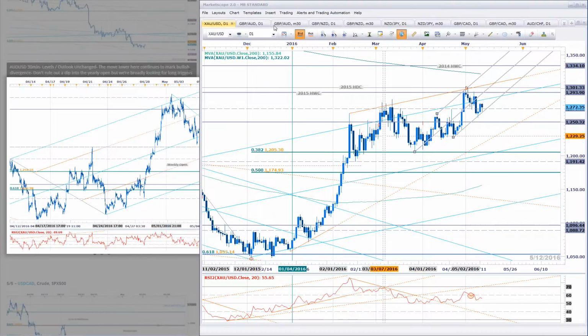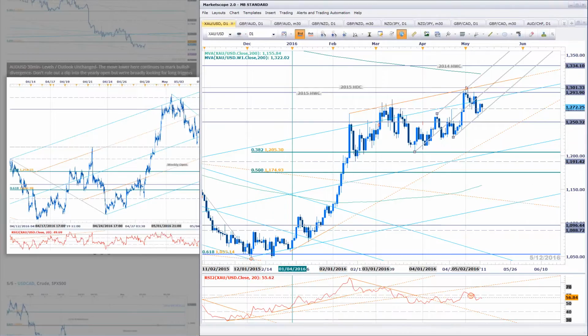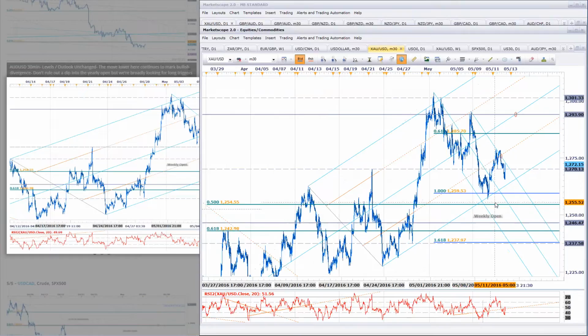Now, the invalidation level for the long side of trade for gold, just for your information, to go back to that 30-minute, it's still going to be somewhere in the range of 1254. Okay. So 50% of the entire retracement, but not just that. It would require and necessitate a break of the May opening range lows.